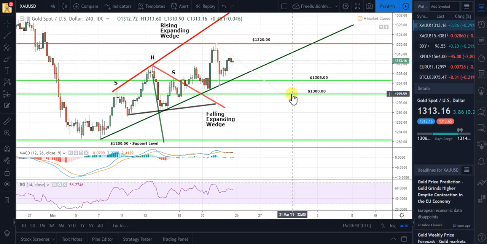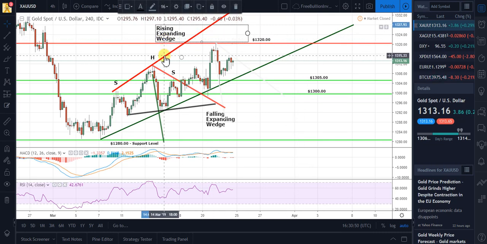Today is March 23rd, and I'm doing a review and outlook on the price of gold. This is gold's 4-hour chart. In review of last week's video, I had shown you this rising expanding wedge in gold's price chart, as well as the head and shoulders pattern, which are both negative patterns in the price of gold. And I showed you this positive pattern, which is a falling expanding wedge.